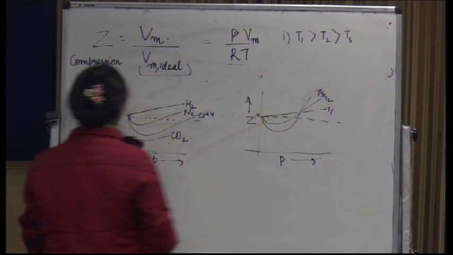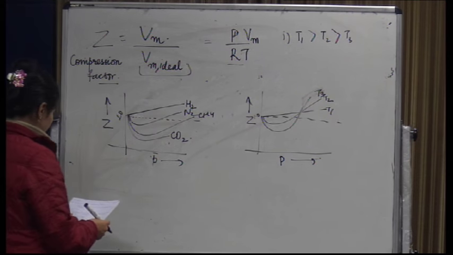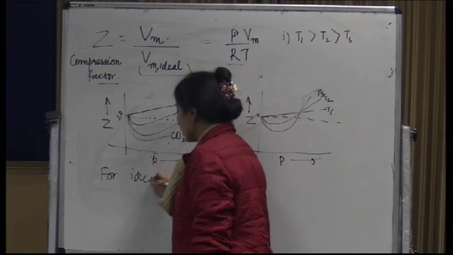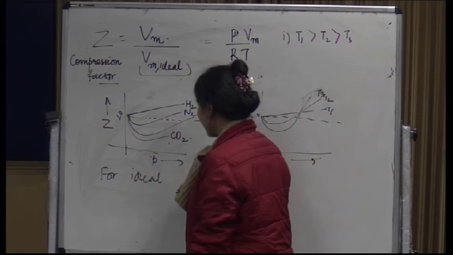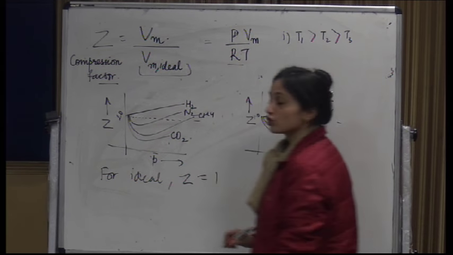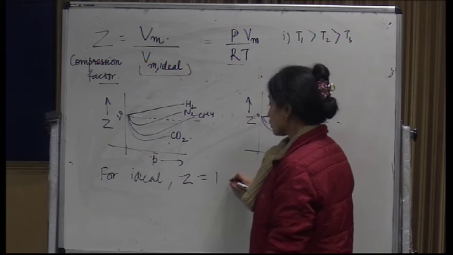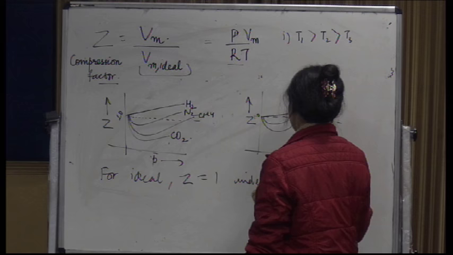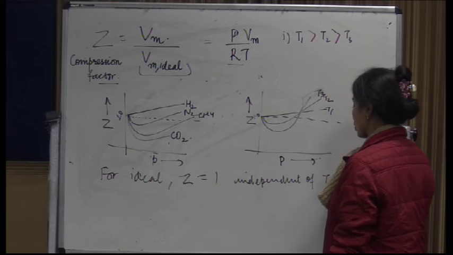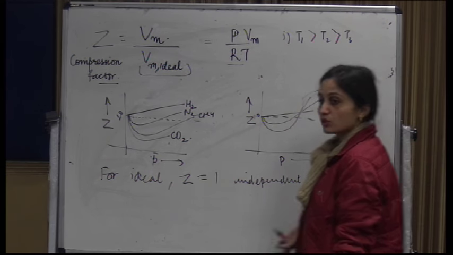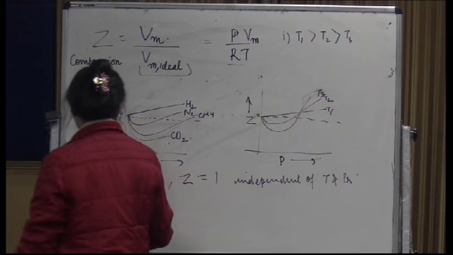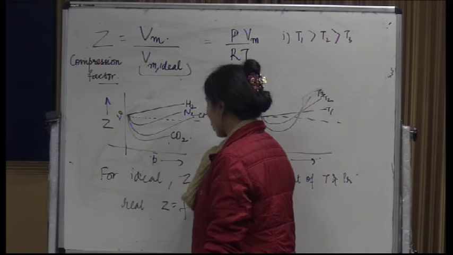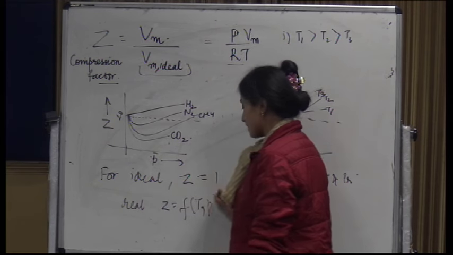Okay, so I have introduced your compressibility factor here. Now some important conclusions from here. For an ideal gas, your Z will always be equal to 1, which is totally independent of temperature and pressure. And for your real gases, you will always write that Z is a function of temperature as well as pressure.